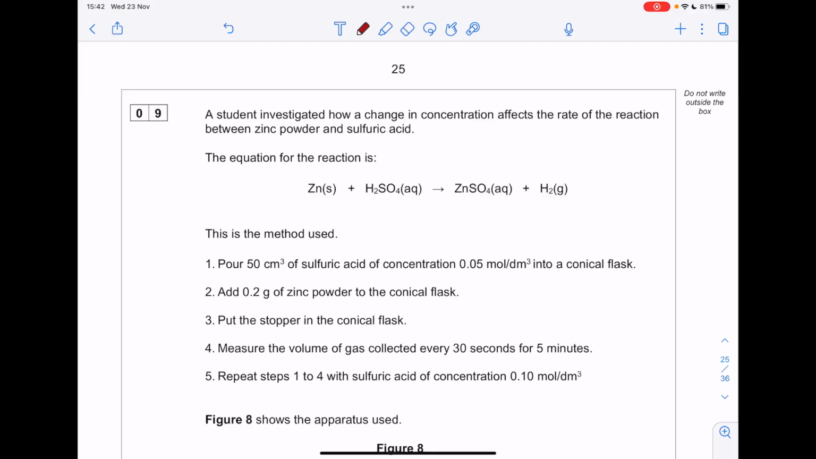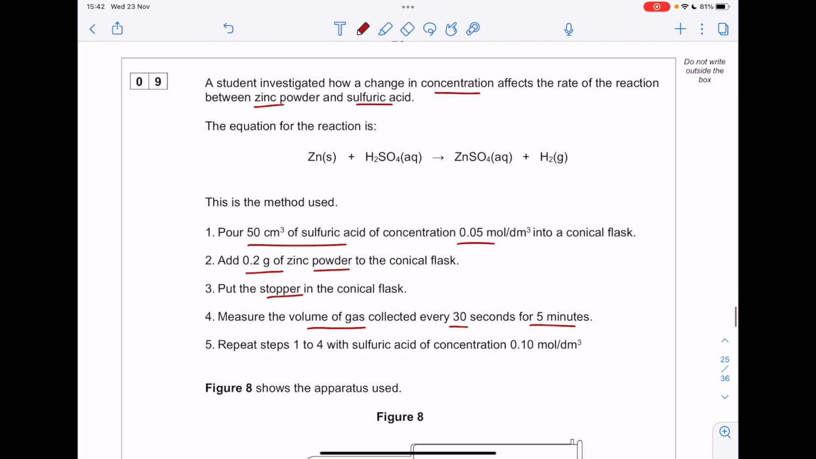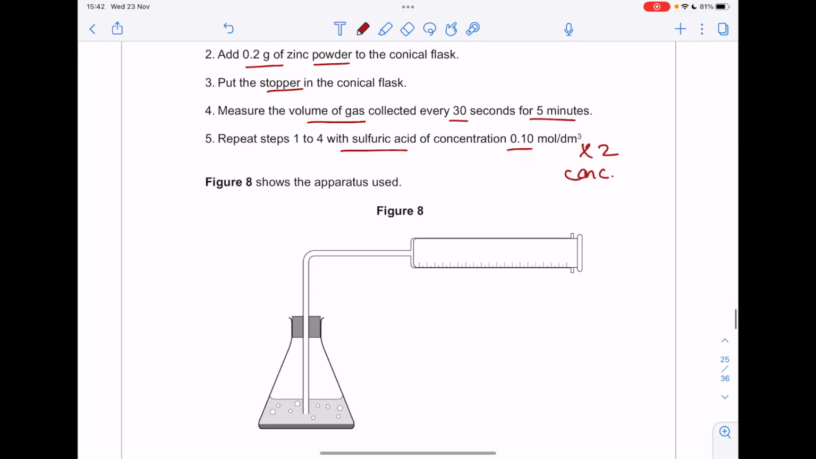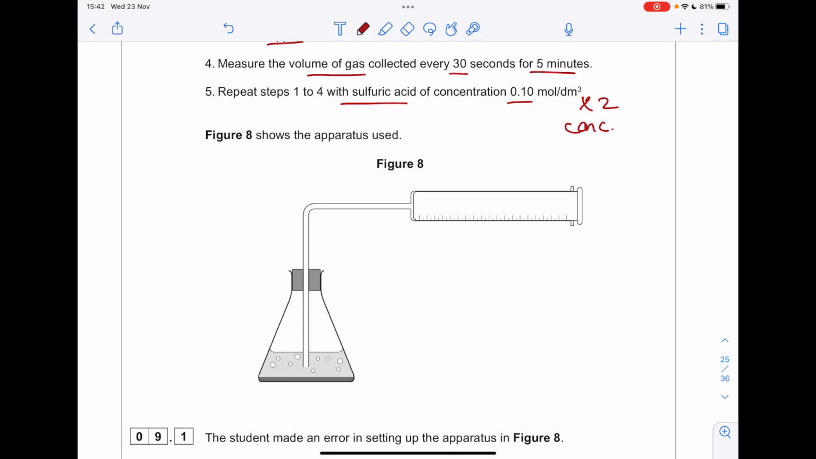A student investigated how a change in concentration affects the rate of reaction between zinc and sulfuric acid. Here's the chemical equation. Pour 50 centimeters cubed of sulfuric acid of concentration 0.05 mol into a conical flask. Add 0.2 grams of zinc powder. Put the stopper in the conical flask. Measure the volume of gas collected every 30 seconds for 5 minutes. Repeat with sulfuric acid of double the concentration. Figure 8 shows the apparatus used.